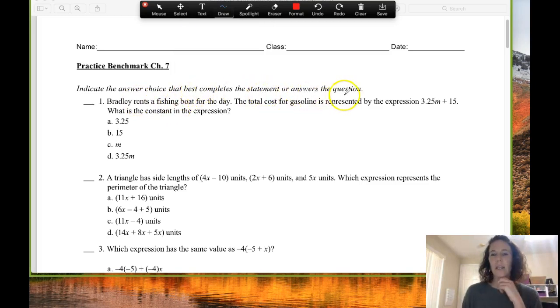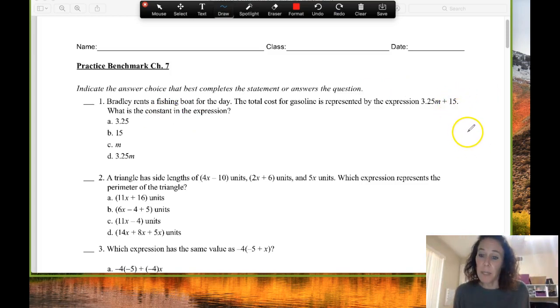Okay, number 1 says, Bradley rents a fishing boat for the day. The total cost for gasoline is represented by this expression, 3.5 times m plus 15. What is the constant in the expression? So this is just a vocabulary check. Do you understand what constant means and what coefficient means?